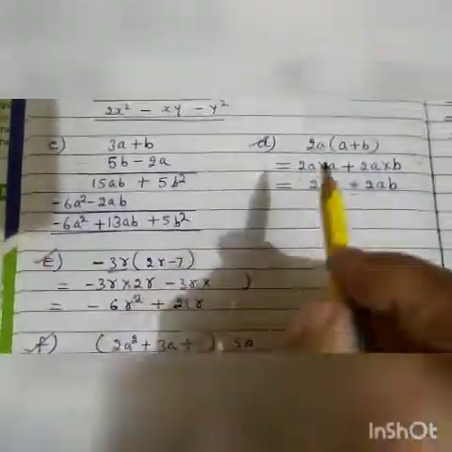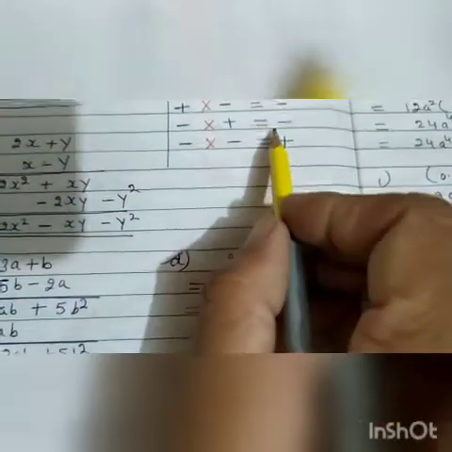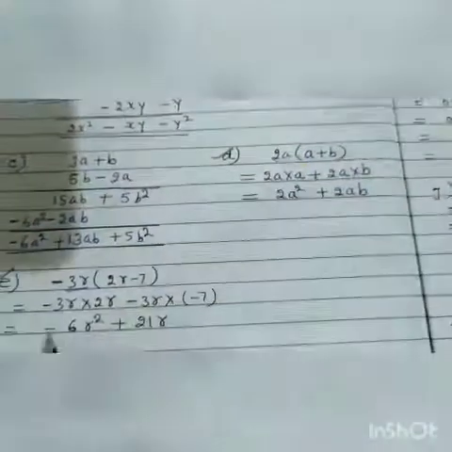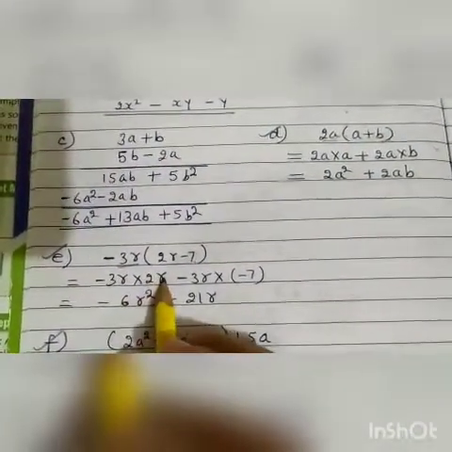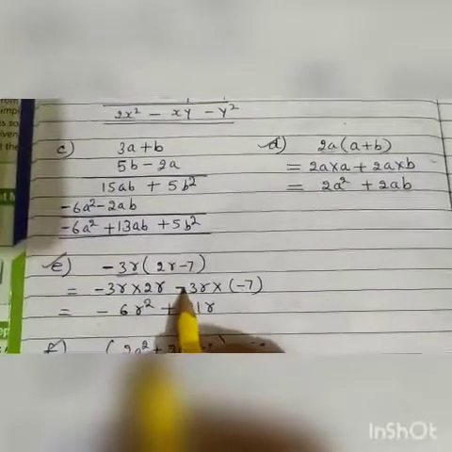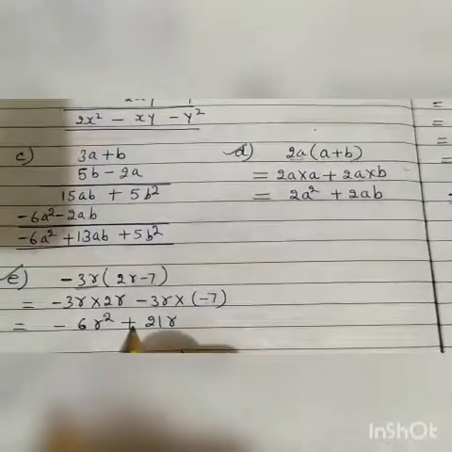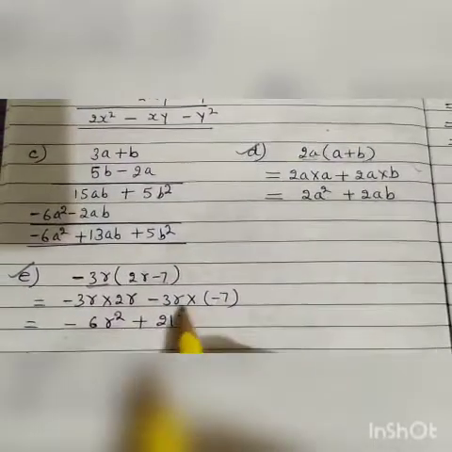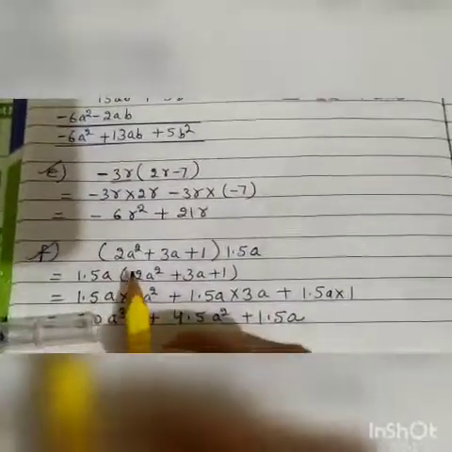Minus and plus, when we multiply a minus sign and the other is plus sign, then the product sign is minus. So minus 3 multiply 2 is minus 6, r multiply r, r square. Now minus 3r multiply this minus 7, plus 21, 3 times 7 is 21, 21r. Next F part.